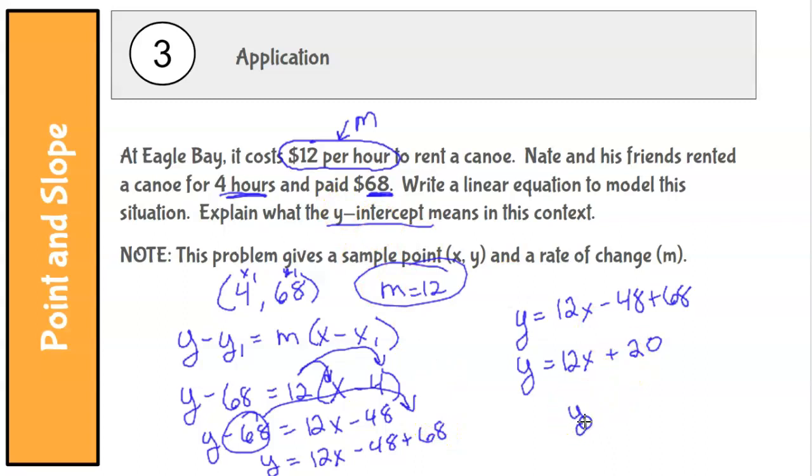So the y-intercept is (0, 20). And what does it mean in terms of this situation? Well, it means there's a base rate of $20 that you have to pay, and then you pay $12 per hour after that. So you're going to pay a flat $20 canoe rental fee, no matter how much time you spend in the canoe, and then $12 per hour after that. And that's what that y-intercept means in context of this situation. And hopefully you know now how to write an equation with point and slope.